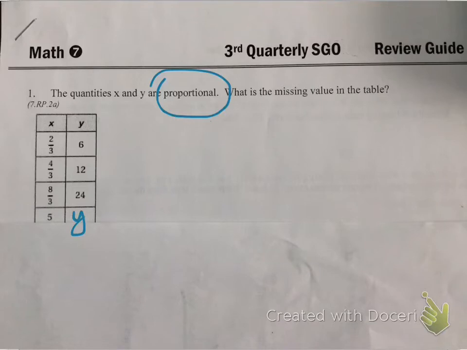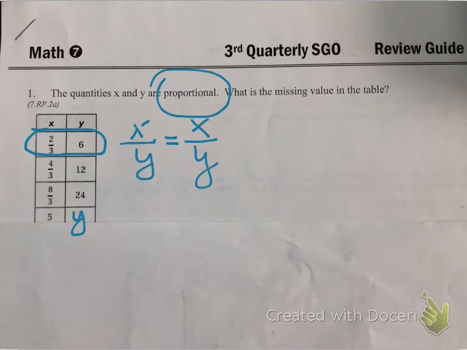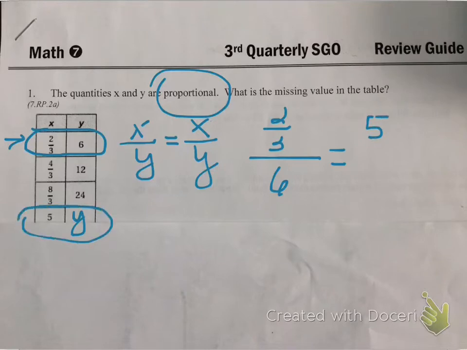And I could use any of the pairs on the table. I'm going to just choose the first one. Okay, and I'm going to set this up as x over y equals x over y. So I'm going to take the first ordered pair right here, and I'm going to do 2 over 3. That's my x value, and my y value for that is 6. And I'm going to set that equal to 5 using these two values. I definitely want to throw that in there. Over, I don't know the y, so I'm going to use my variable, y.